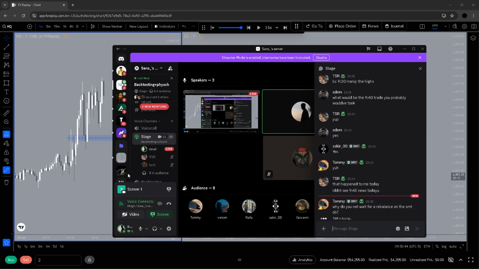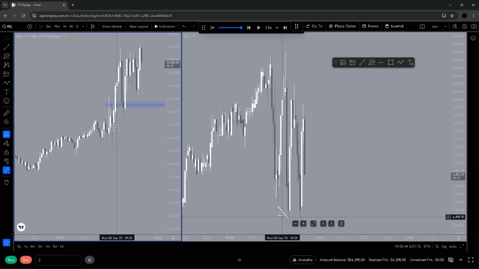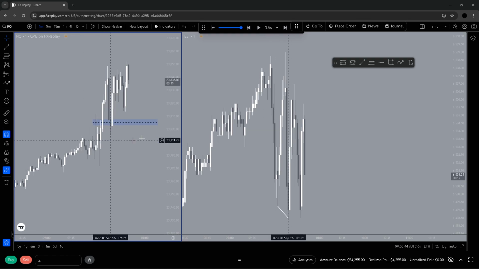Everyone understand that? Why do you not wait for a rebalance on the SMT order block? Because SMTs are really strong and it's PXH. So in PXH, the move tends to be quite clean. So the fact that we've set in this SMT and it's PXH, I've seen this too many times to have to wait for the order block. You don't need to see the order block respect. Because the thing is, we've displaced higher, rebalanced, displaced higher. That's everything you need to know. You don't need another rebalance displacement. You've already got it. Does that make sense?